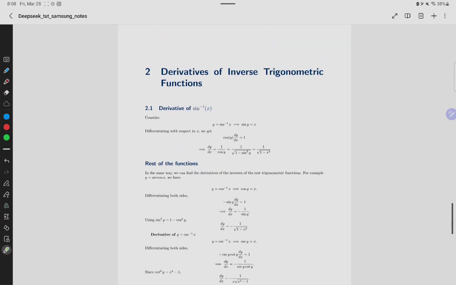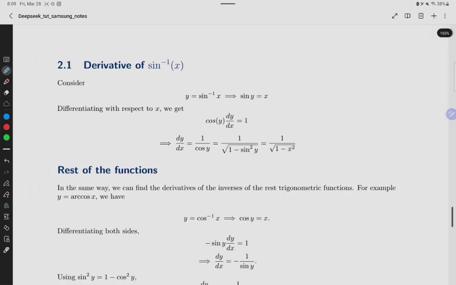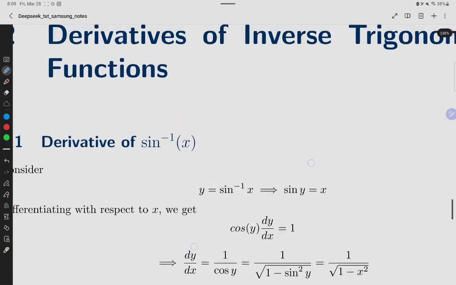Okay, next we have the derivatives of inverse trigonometric functions. Okay, so first of all, instead of giving you directly the formulas for the derivatives, let's see how to derive these formulas. So even if you forget somehow in the exam paper, you just know how to quickly derive it, because it's very simple. For example, we need to find the derivative of sine inverse of x.